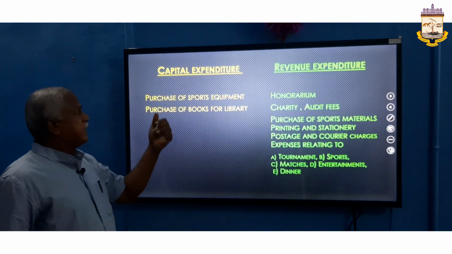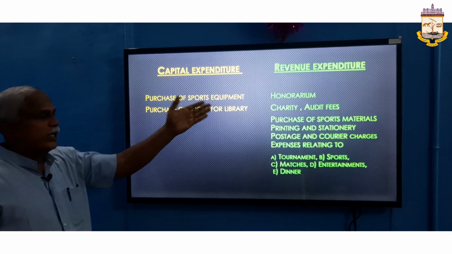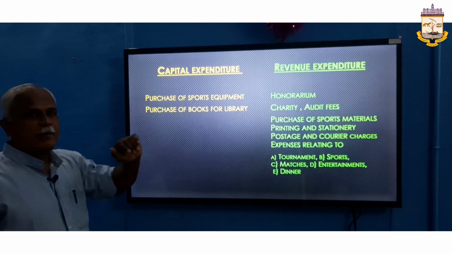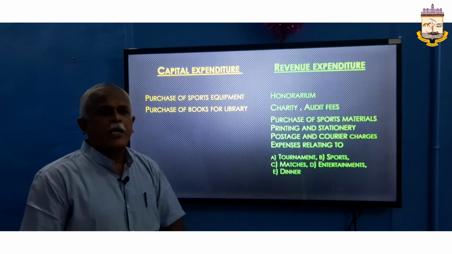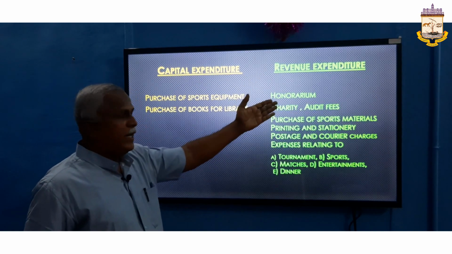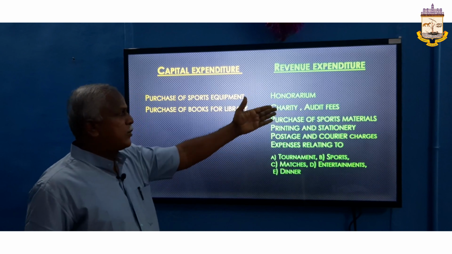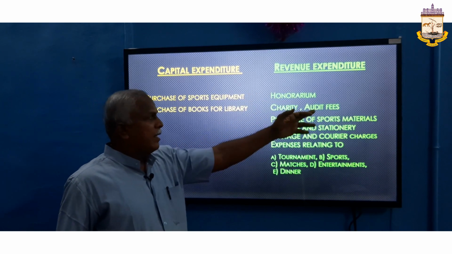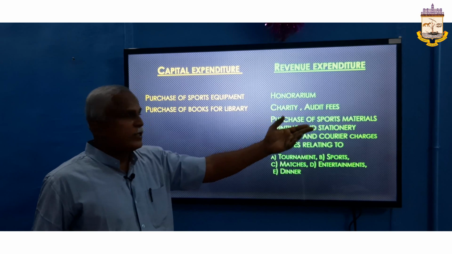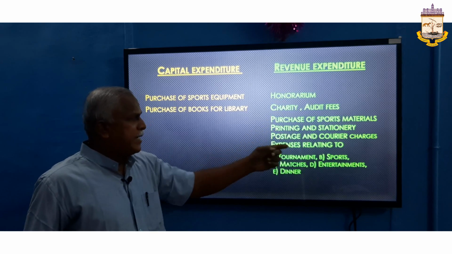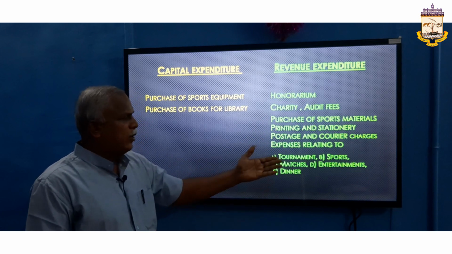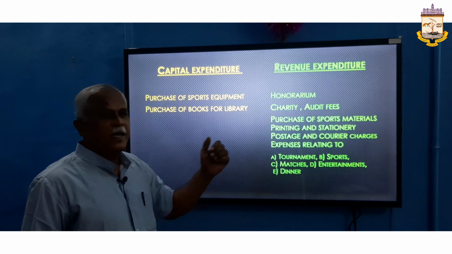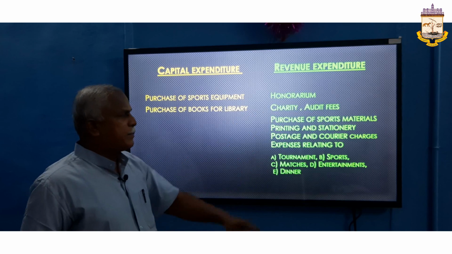Capital expenditures are mainly for purchasing sports equipment and purchase of books for the library. Revenue expenditures, which are done in day-to-day business, include honorarium paid to the eminent persons who are coming, charities, audit fees, purchase of sports material, printing and stationery, postage and courier charges, expenses relating to tournaments, sports, matches, entertainment, dinner. These are all revenue expenditures.